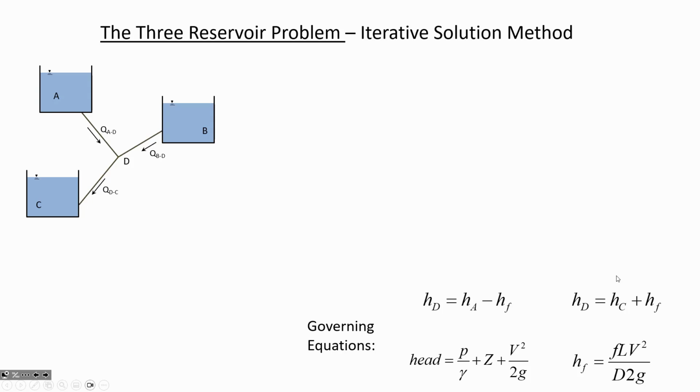If the water is flowing from A to D, then that means we know there's going to be losses in the direction of flow. So there will be less energy at D than there was at A. So that's why we're subtracting the head losses for this first equation. And then if we relate the head at D in terms of the head at C, we're adding the head loss. So plus H sub F, because if you're going against the direction of flow to get from reservoir C to junction D, that means that there has to be more energy at D than there was at C.